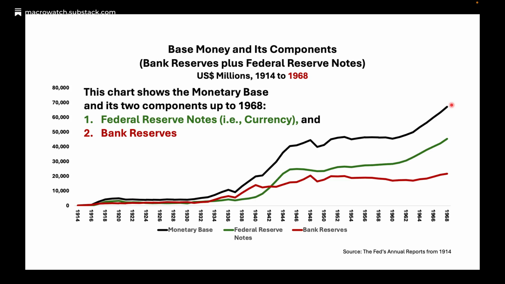This chart shows the monetary base and its two components up to 1968. The monetary base is in black, Federal Reserve notes, or currency in circulation, in green, and bank reserves in red.